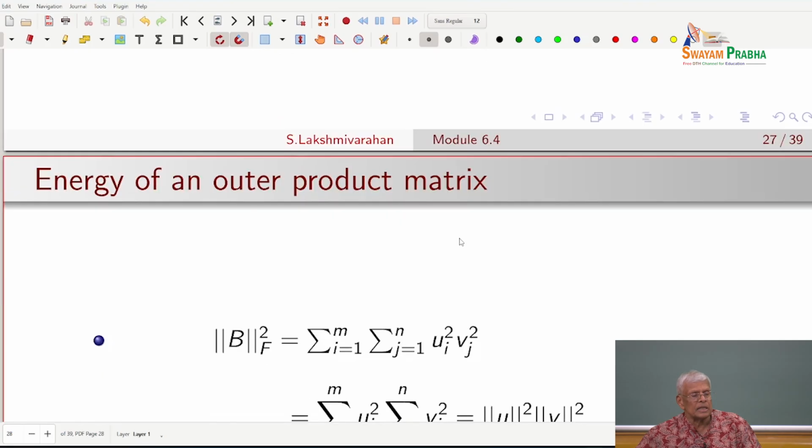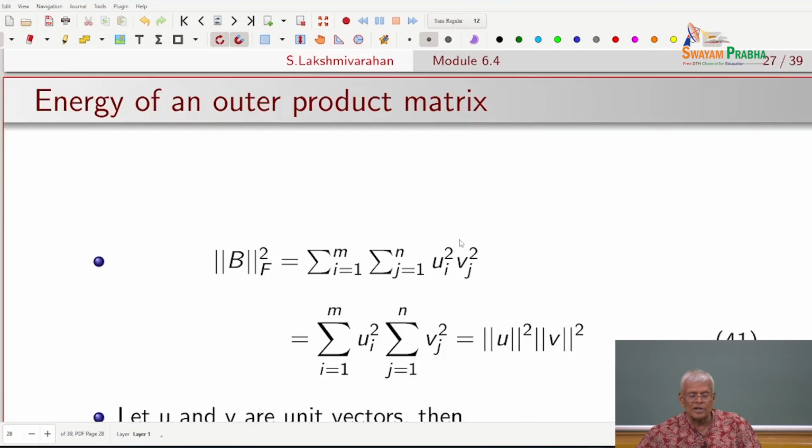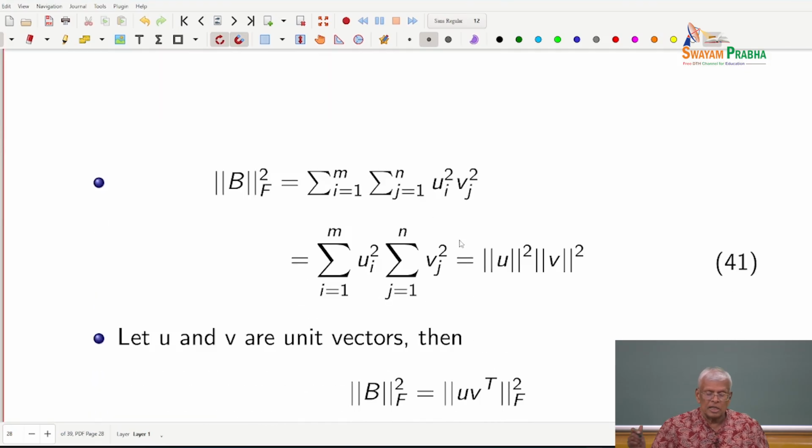Because H1 is simply a weighted sum of the outer product matrices. So what is the energy of an outer product matrix? The Frobenius norm squared is equal to the sum of Ui squared Vj squared. I and j are two separate indices, so I can separate this. This is simply the square of the norm of U times the square of the norm of V.